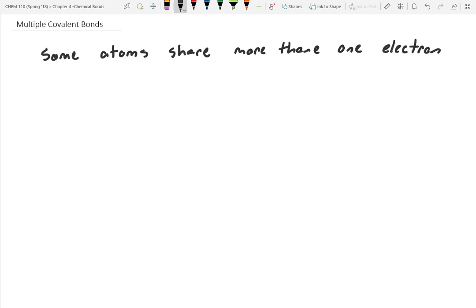Some atoms share more than one electron. And I'll show you an example of this. Makes more sense with an example. Oxygen gas, or O2, the air we breathe in. It's made up of 2 oxygen atoms. So I'll draw those 2 oxygen atoms side by side. How many valence electrons for each of them? 6, right? It's in column 6A. So I'll go 1, 2, 3, 4, 5, 6. Same thing with this one. 1, 2, 3, 4, 5, 6, like that. So they're side by side. Each of the oxygens doesn't have an octet.